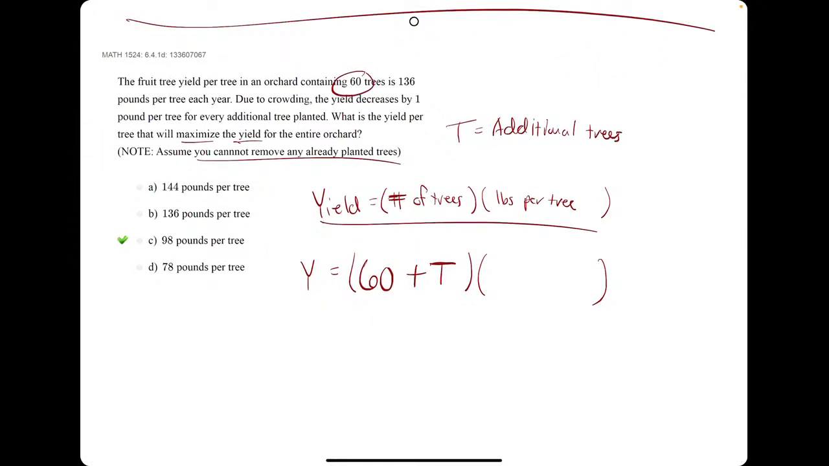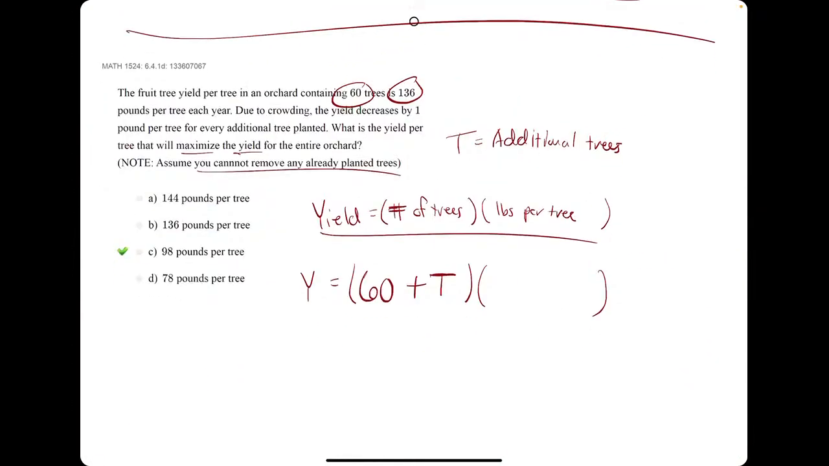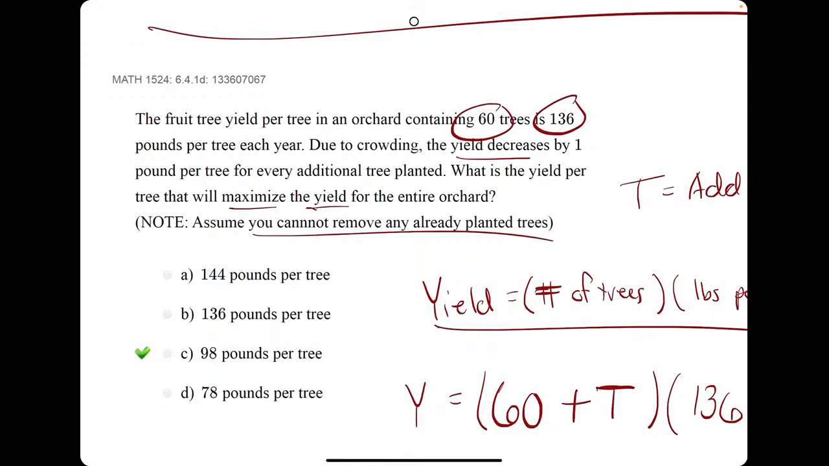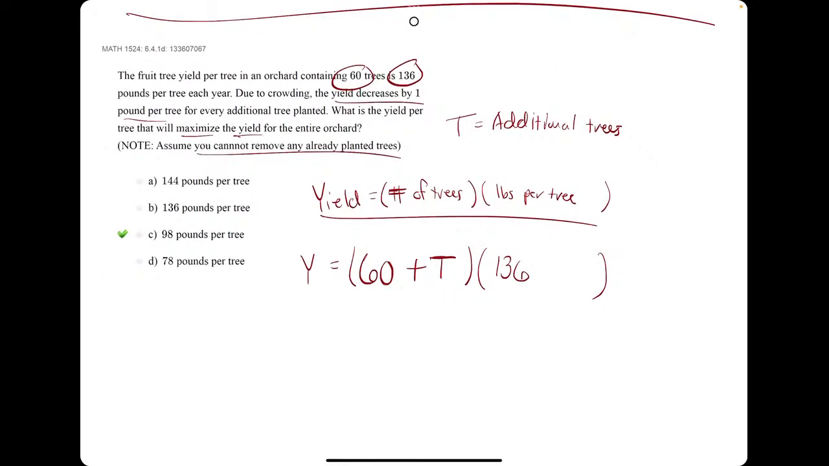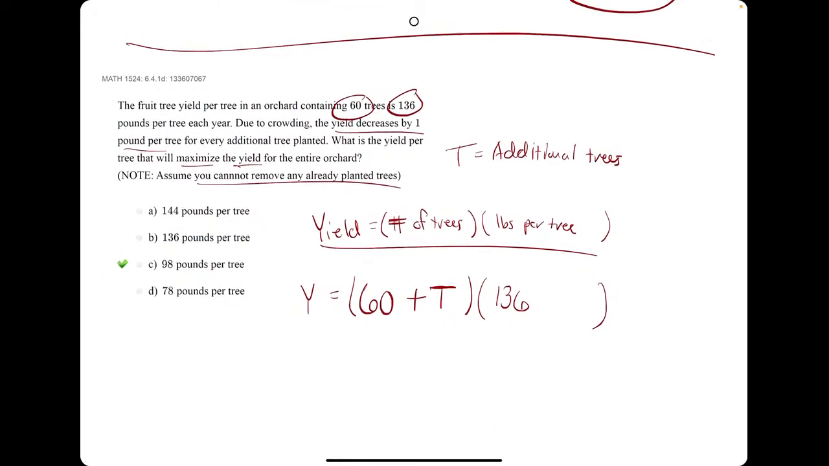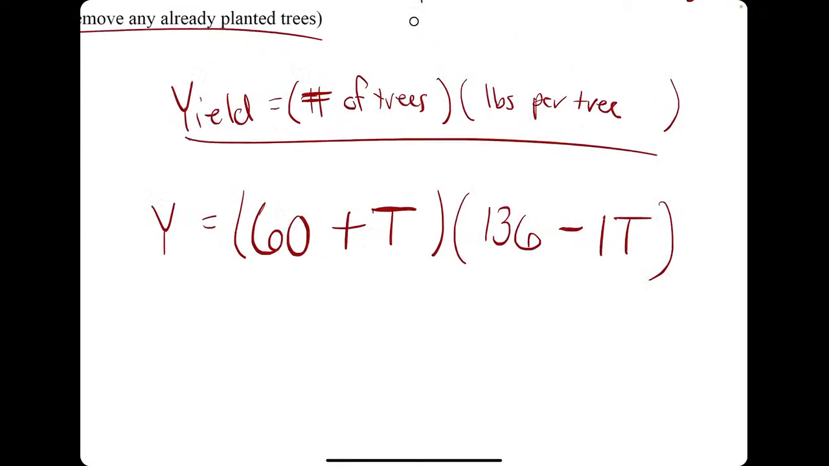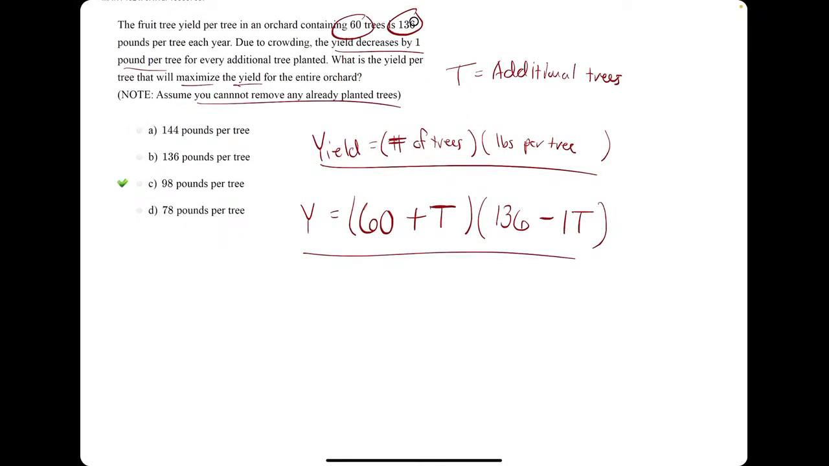And then the pounds per tree starts at 136. And then it says yield decreases by 1 pound per tree for every additional tree planted. So we subtract 1 times t, since it's 1 for every additional tree planted. All right, this is the setup. So the goal is to find the derivative and set it equal to 0 and solve for t.